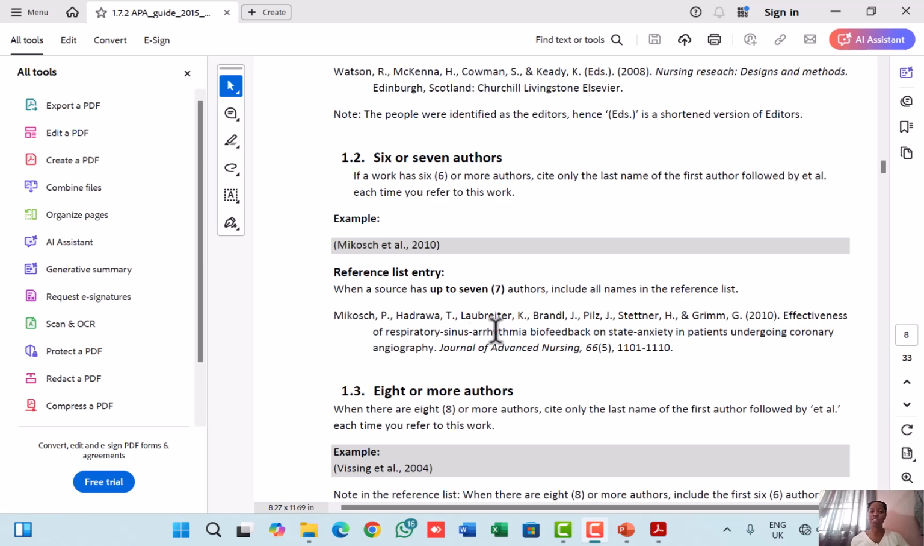But include all the names of the authors in the reference list. Within the work, only put the name of the first author followed by et al, then the year. So let's see here. When the source has up to 7 authors, include all names in the reference list. But in the in-text citation, you only put the last name of the first author, followed by et al, then the year. Yes, so this is how you put it in your reference list. But in the work, only one person's last name, followed by et al.